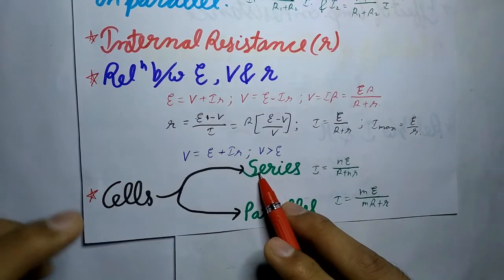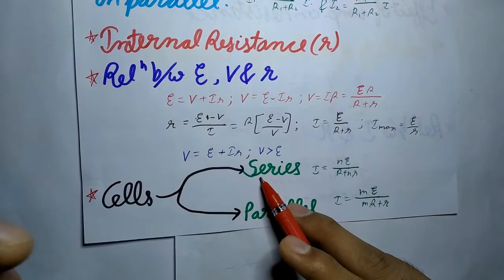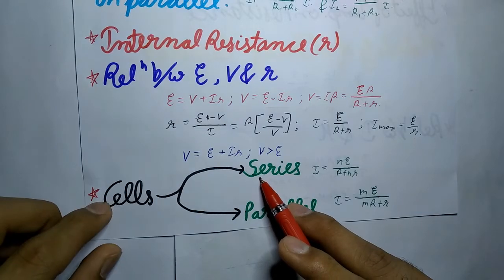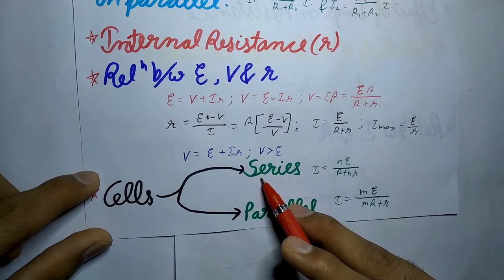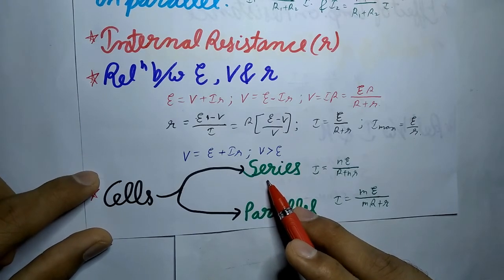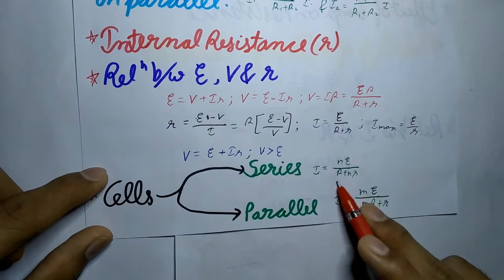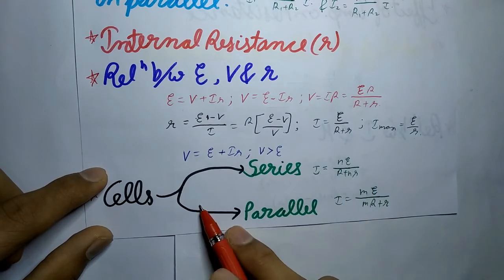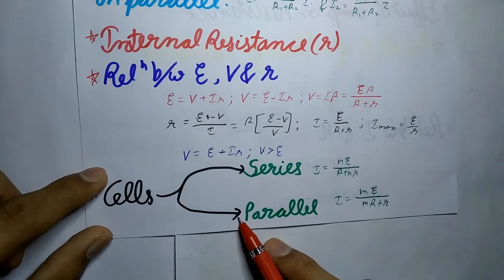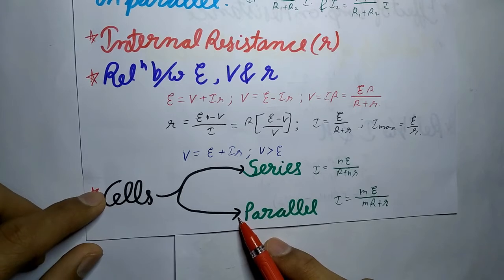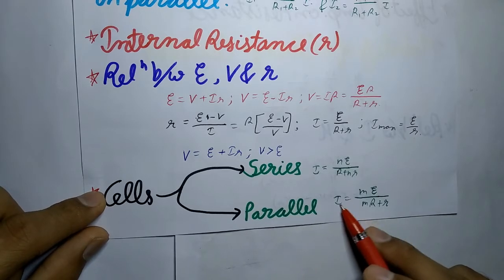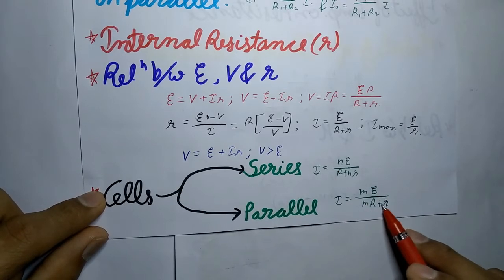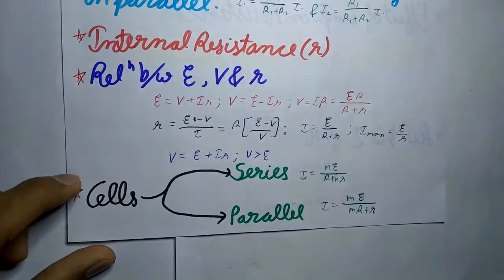And now cells. First is cells in series. If n number of cells of EMF E and internal resistance r each are connected in series, then the current drawn through external resistance R is I equal to nE upon R plus nr. And now cells in parallel. If m number of cells are connected in parallel, then the current drawn through external resistance capital R is I equal to mE upon mR plus small r.